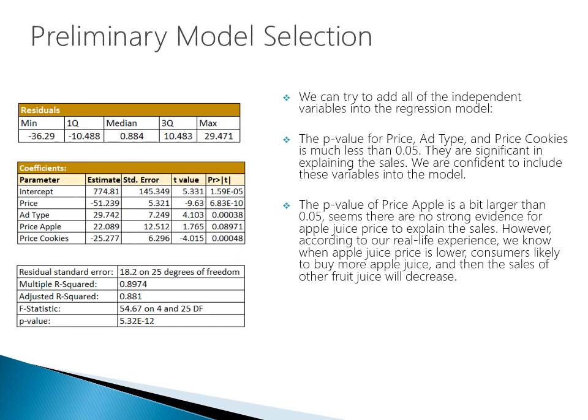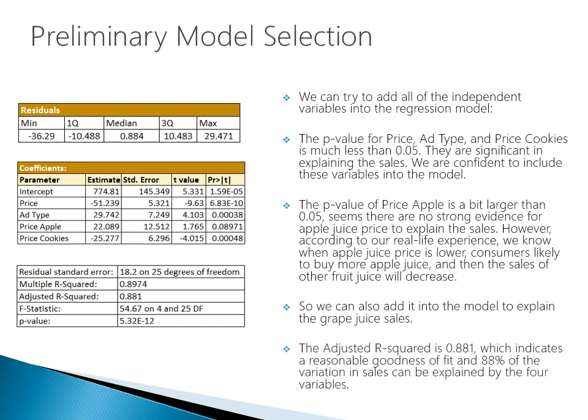However, according to our real-life experience, we know that when apple juice price is lower, consumers are likely to buy more apple juice, and then the sales of other fruit juice will decrease. So this is an example where having subject matter expertise is outweighing our statistical assumptions. If I lower the price of fruit juice, there's a very good chance that people are going to buy more of that fruit juice, and it will impact the sales of the other fruit juice. It's a very reasonable assumption to make. So we're going to add this component to the model to help to explain the grape juice sales, despite it not being statistically significant.